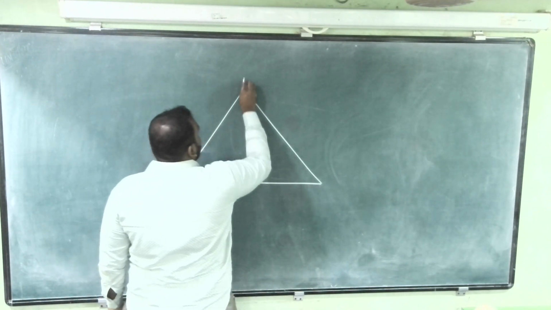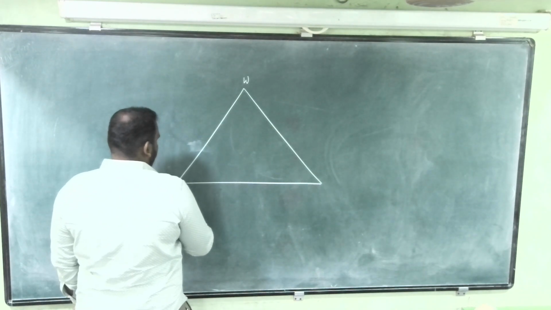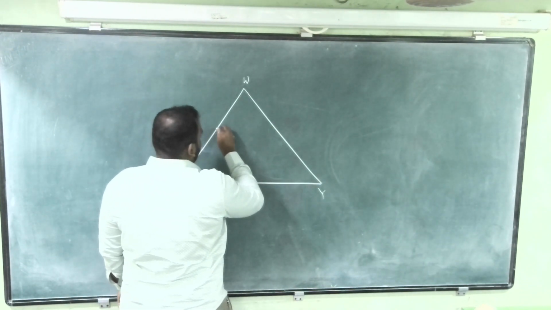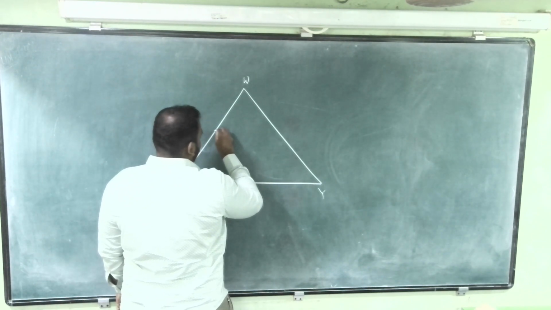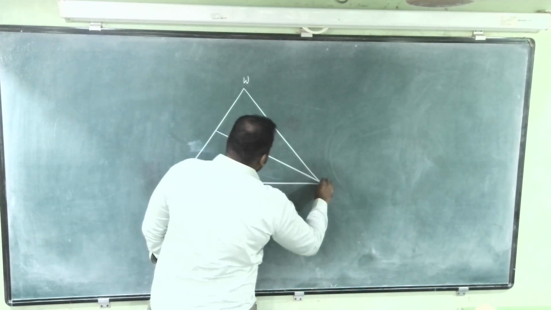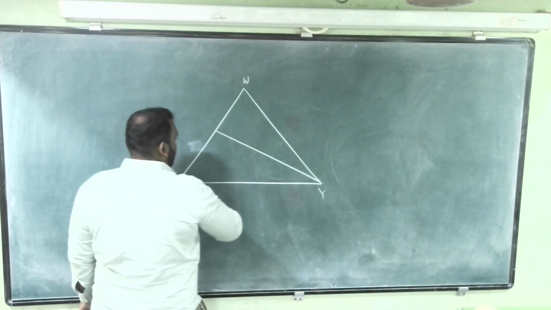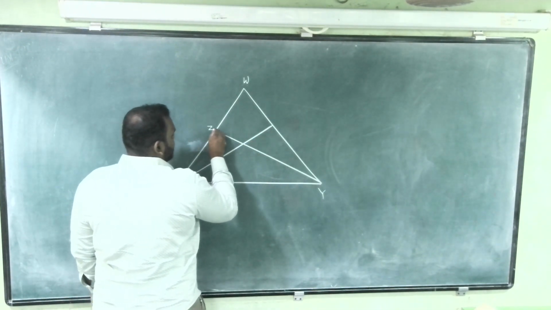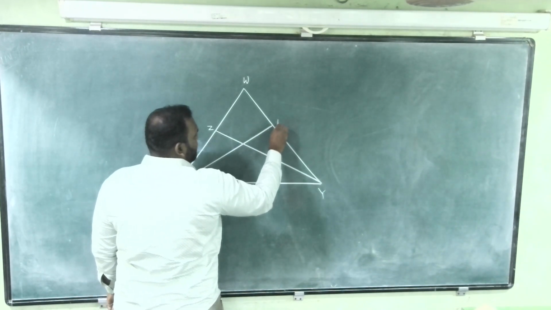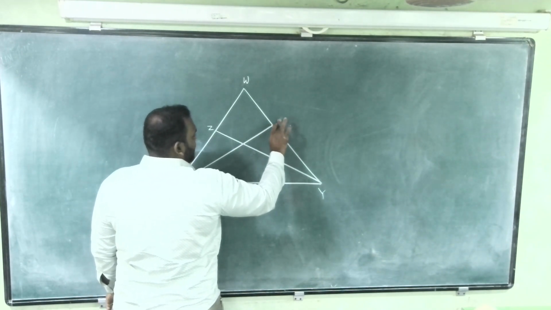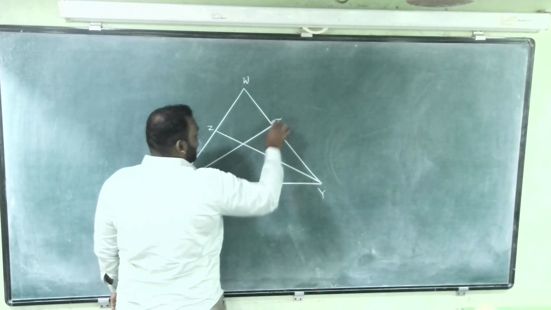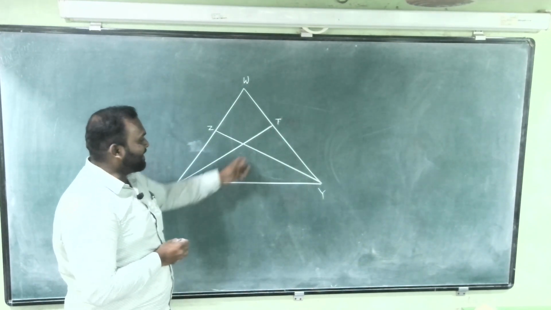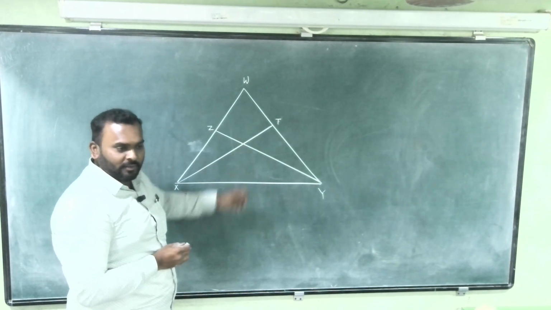What's the name of the triangle? W X Y. And this is Z, and this is T. P for parrot, T for tomato. This point of intersection.